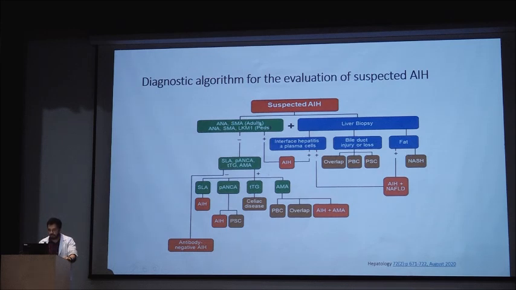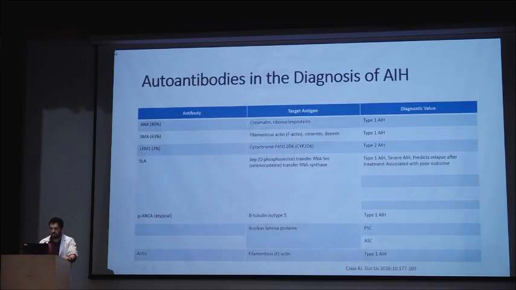If the first line of antibodies is negative, then the next line is basically anti-soluble liver antigen, P-ANCA, TTG, and AMA, and if SLA is positive, we label it as autoimmune hepatitis. If everything is negative, and the biopsy is suggestive of autoimmune hepatitis, it can be labeled as antibody-negative autoimmune hepatitis. P-ANCA can be positive in autoimmune hepatitis or overlap with primary sclerosing cholangitis, TTG with celiac disease, and anti-mitochondrial antibody with PBC or overlap. These are broadly the autoantibodies which are used in the diagnosis of autoimmune hepatitis.